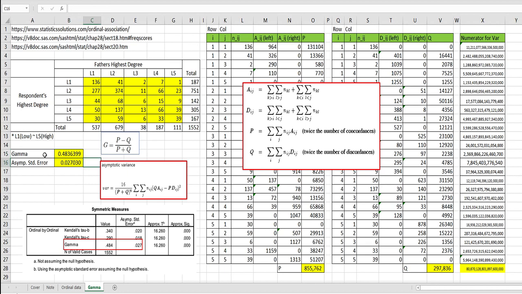So the gamma statistic range is from -1 to 1. It means that respondent's highest degree and father's highest degree have a relatively high positive relationship, association. So that's it for the gamma statistic.